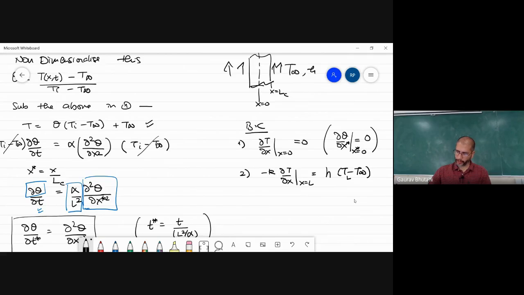Now for the second boundary condition, I have a minus k. So let's move the minus k on the other side. So my del T by del X becomes del theta by del X star. And then I have a Ti minus T infinity. And then since I've used an X star, so X was written as X star times L. So I have an L here. And on the right hand side, I have an h by k. I also move the minus sign here. And then I have a TL minus T infinity.